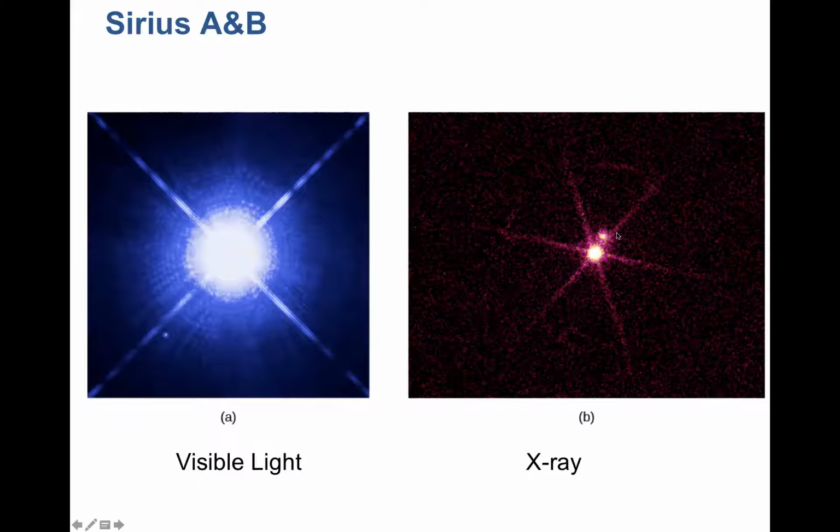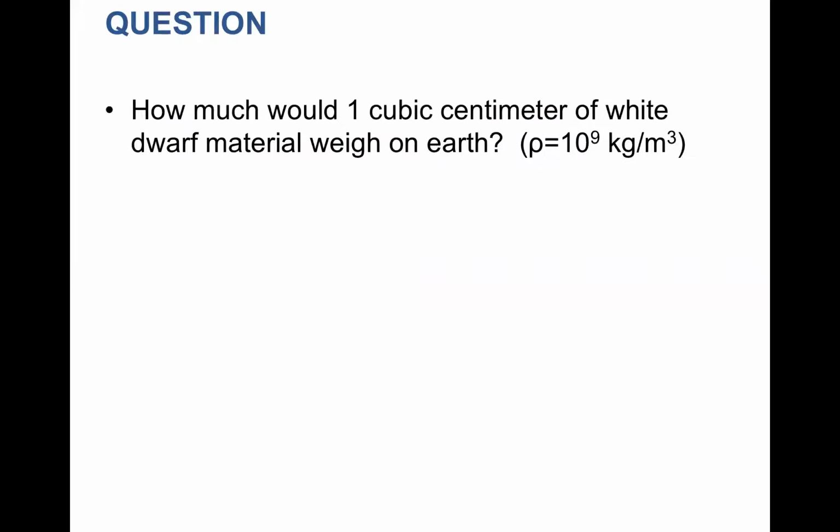So that's a picture of a white dwarf right there. It's right next to the brightest star in the sky, and you can see it in very short wavelengths. Okay, here's a question about white dwarfs though.